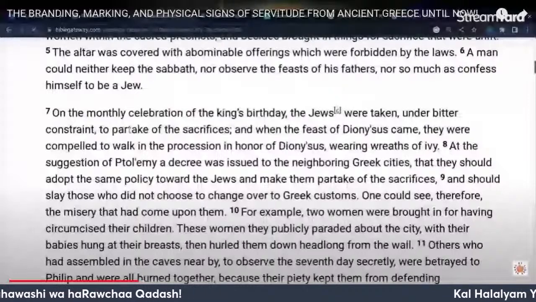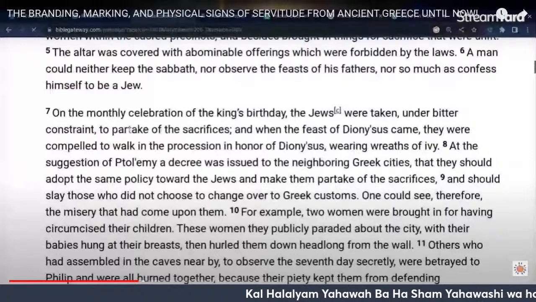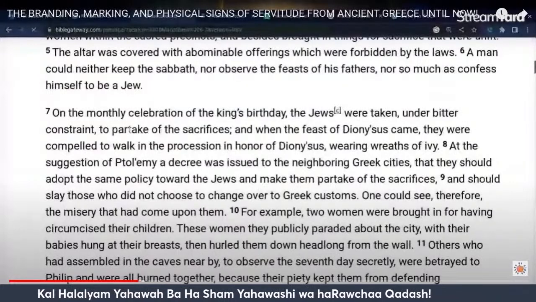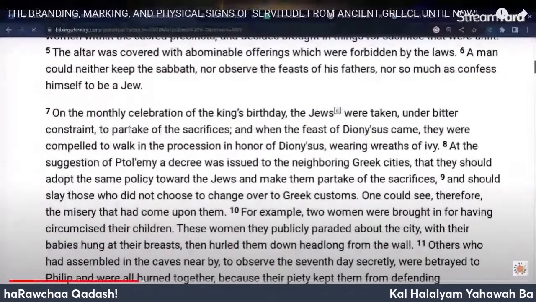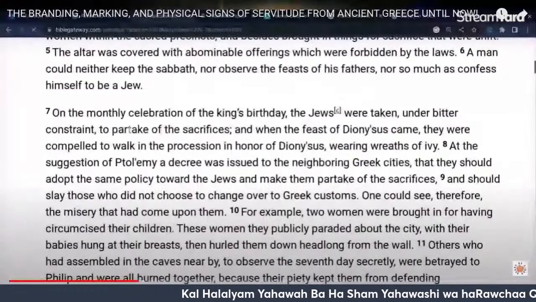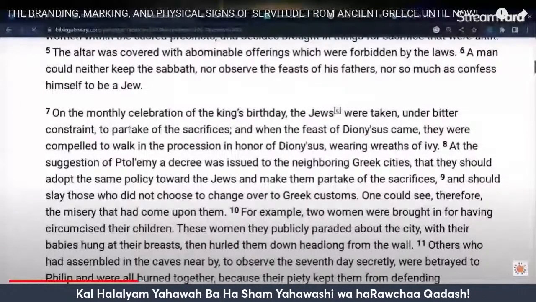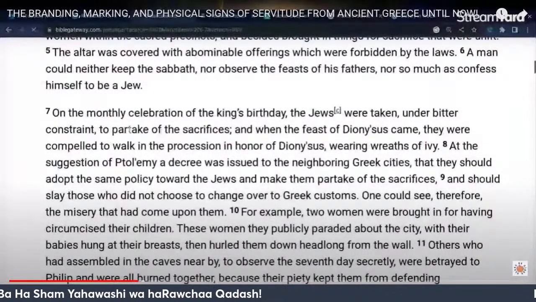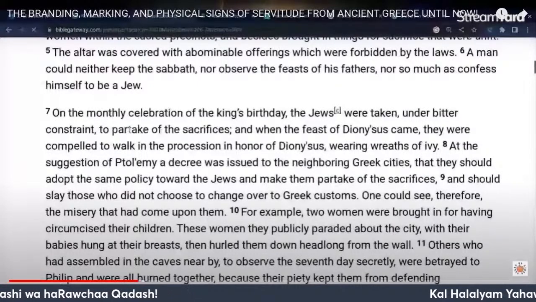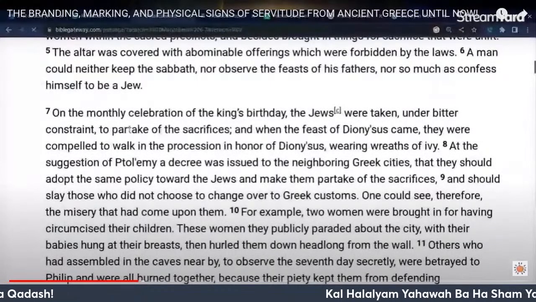So it says, at the suggestion of Ptolemy, a decree was issued to the neighboring Greeks. So Ptolemy got in the ears of some of the rest of the Greeks, and he all way out there in Africa, but he got in the ears of the rest of the Greeks neighboring cities, probably in Cyprus, and then he got in the ear of Antiochus over there in Jerusalem, and then it says that they should adopt the same policy toward the Jews and make them partake of the sacrifices, and should slay those who did not choose to change over to the Greek customs. So that's Esau. You do what we say or you die. Well, good.